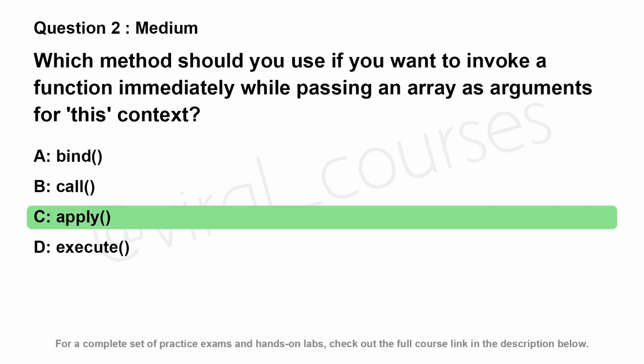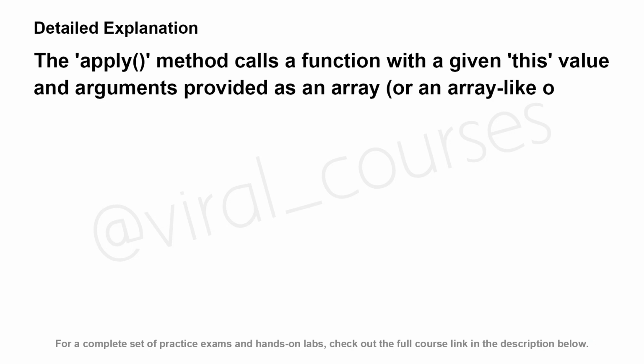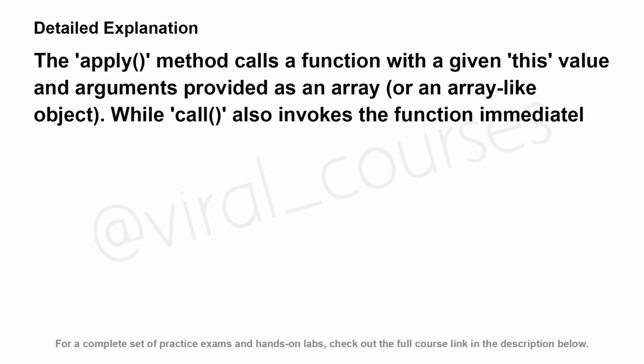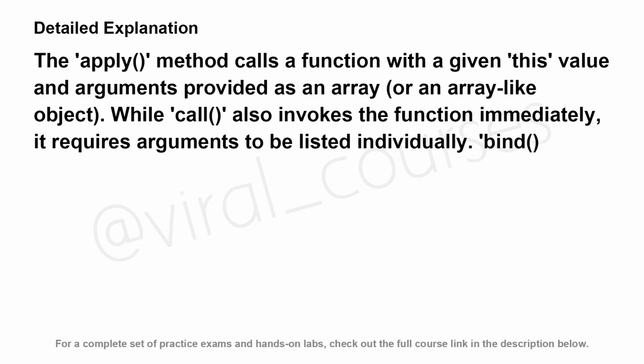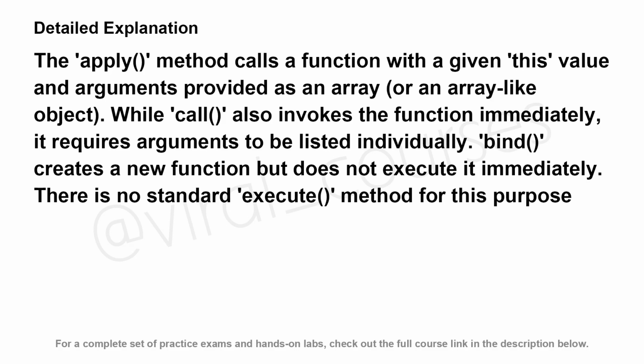The correct answer is C. The apply method calls a function with a given this value and arguments provided as an array or an array-like object, while call also invokes the function immediately. It requires arguments to be listed individually. Bind creates a new function but does not execute it immediately. There is no standard execute method for this purpose in JavaScript.